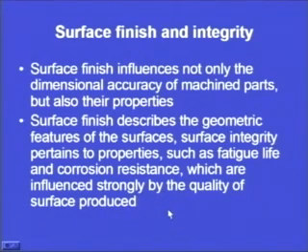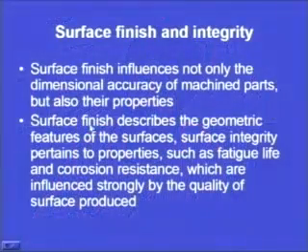Already in the first point we have seen that the quality of the surface that we have machined depends upon a number of parameters, and the properties of the surface also depend upon the quality with which the surface has been produced. To summarize, surface finish describes the geometric features of the surfaces, and surface integrity pertains to properties such as fatigue life and corrosion resistance, which are influenced strongly by the quality of the surface produced. Whatever quality we produce, these properties will depend on it. If the quality is very poor, then these properties will be affected.